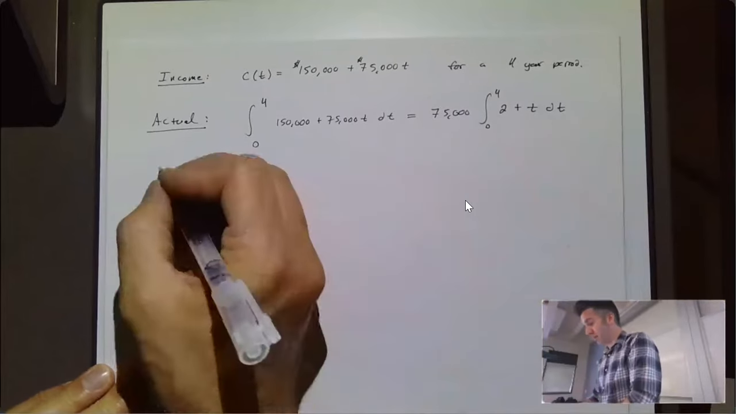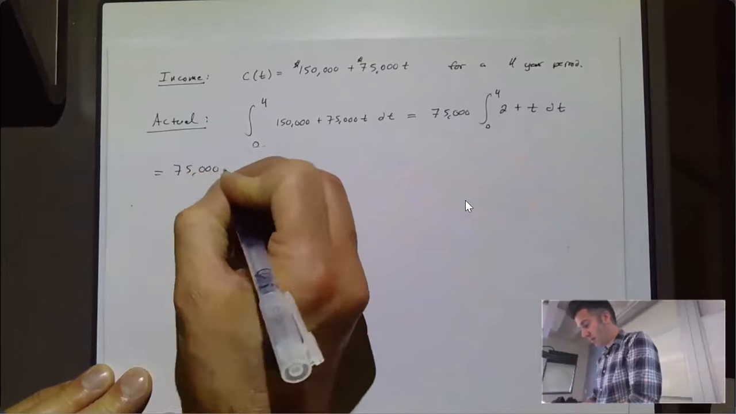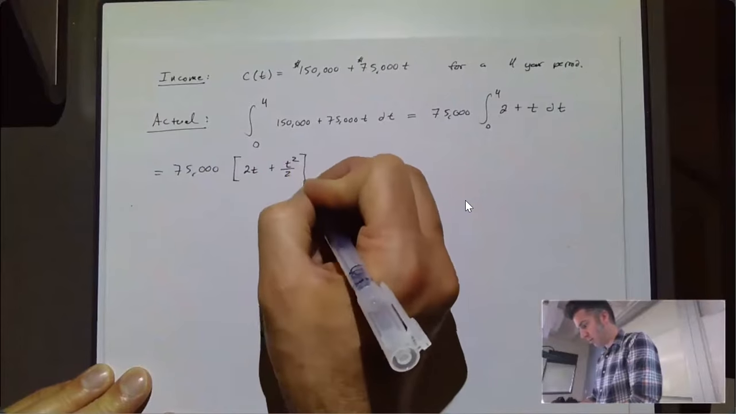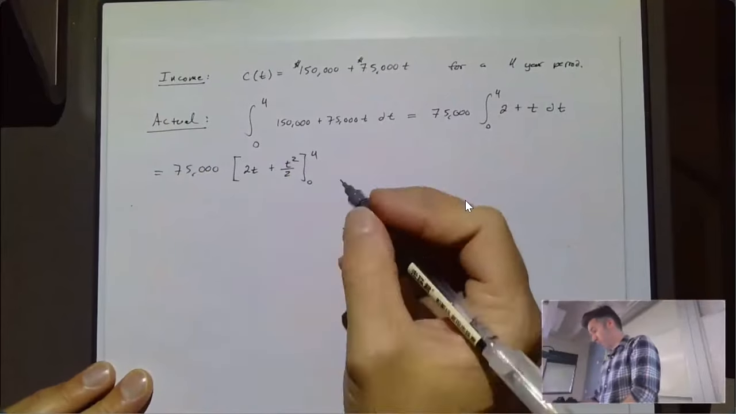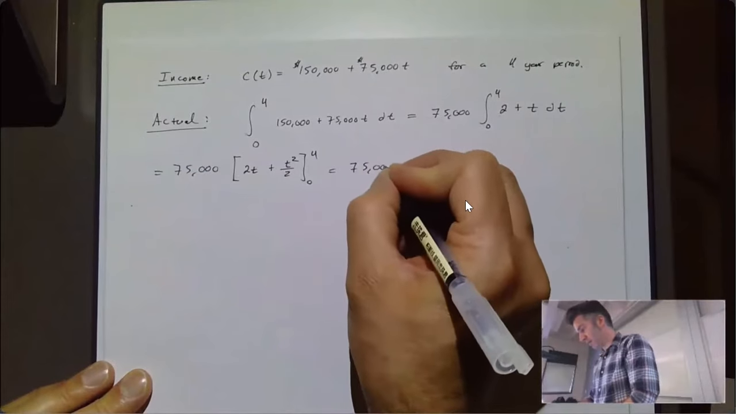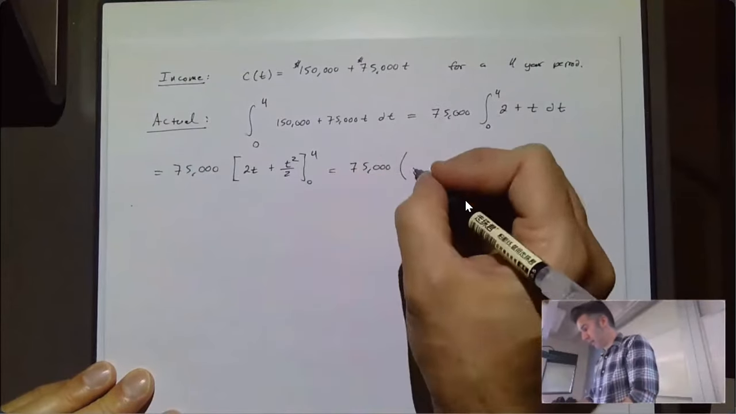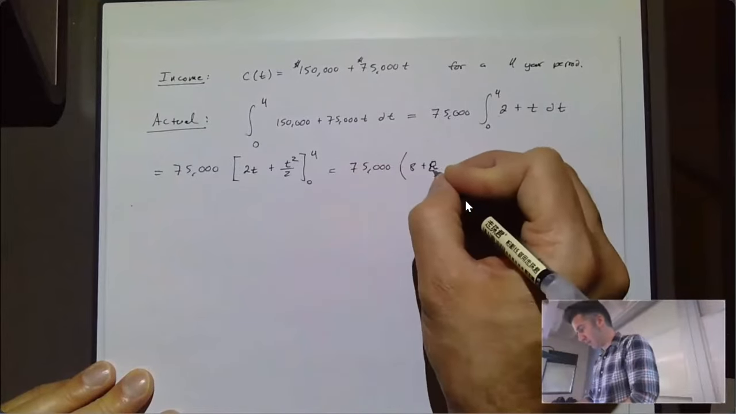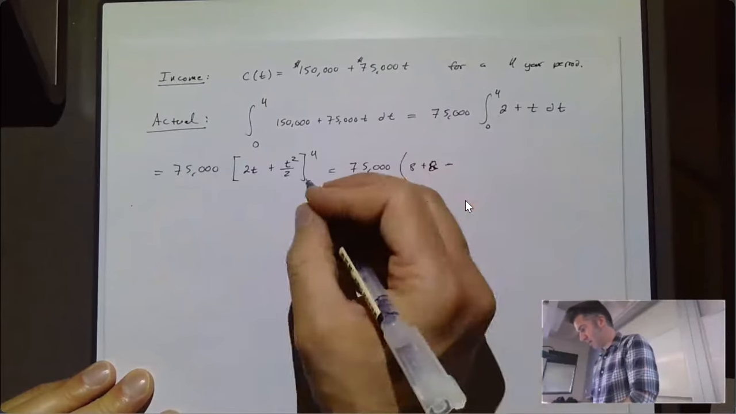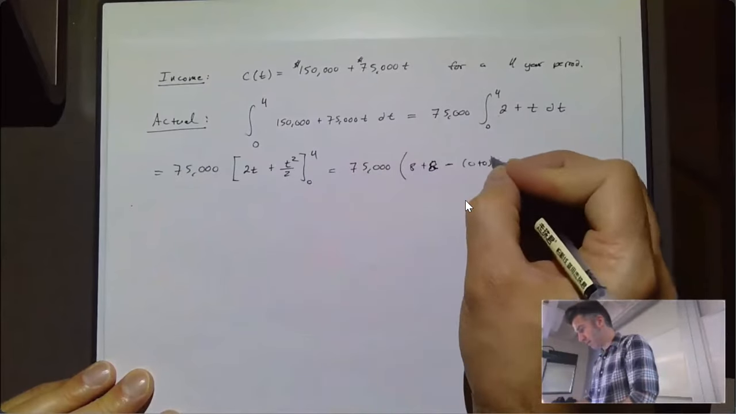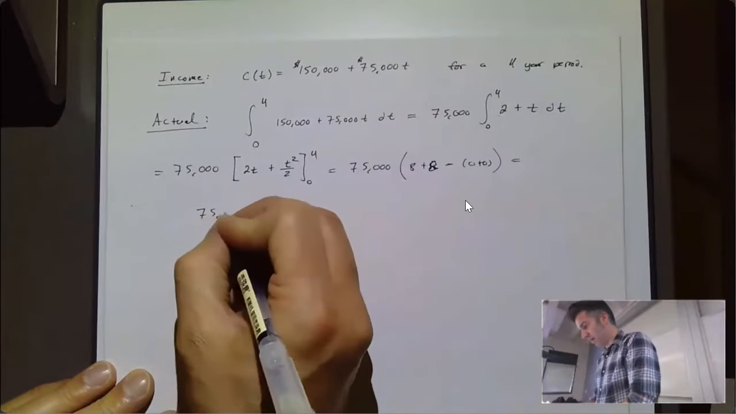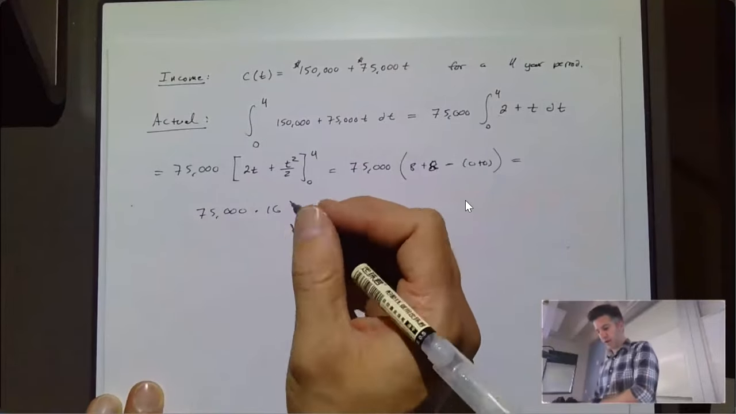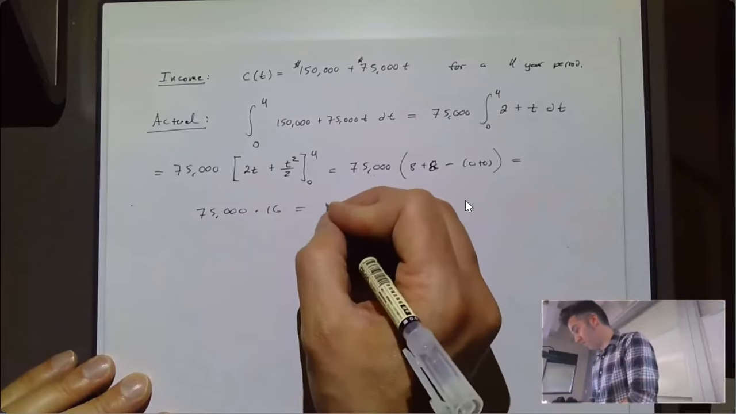So then we're going to integrate. We're going to get 75,000 times 2t plus t squared over 2 from 0 to 4. I'm going to plug in. We're going to get 75,000 times, plugging in 4, I get 8 plus 16 over 2 is also 8, which I wrote 16 for some reason because I was adding them together. Minus, if I plug in 0, I'm going to get 0 plus 0. So I'm going to get 75,000 times 16, which ends up being $1,200,000.